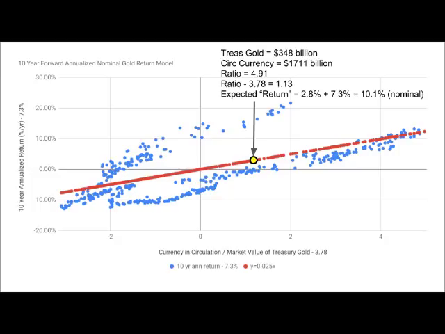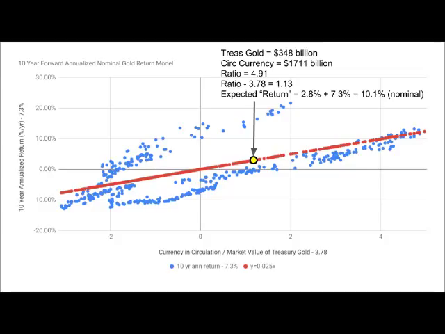Treasury gold currently has a marked-to-market value of $348 billion. The currency in circulation is $1.7 trillion. This leads to a ratio of 4.91. In other words, gold collateral only covers about 20% of the currency in circulation. The difference between the ratio and the equilibrium ratio of 3.78 is 1.13.